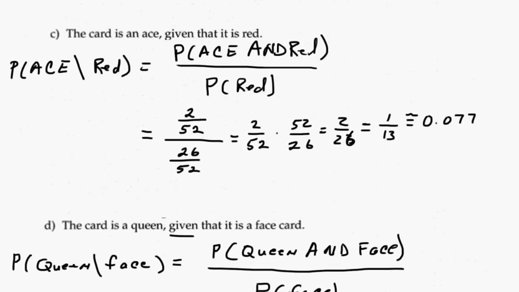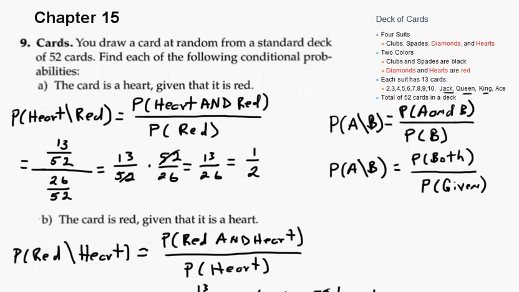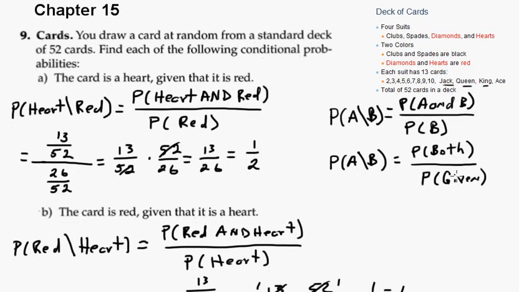This is your basic way of dealing with conditional probability. Just try to remember, whenever you see a given, think of this formula, and it should work itself out. Good luck.